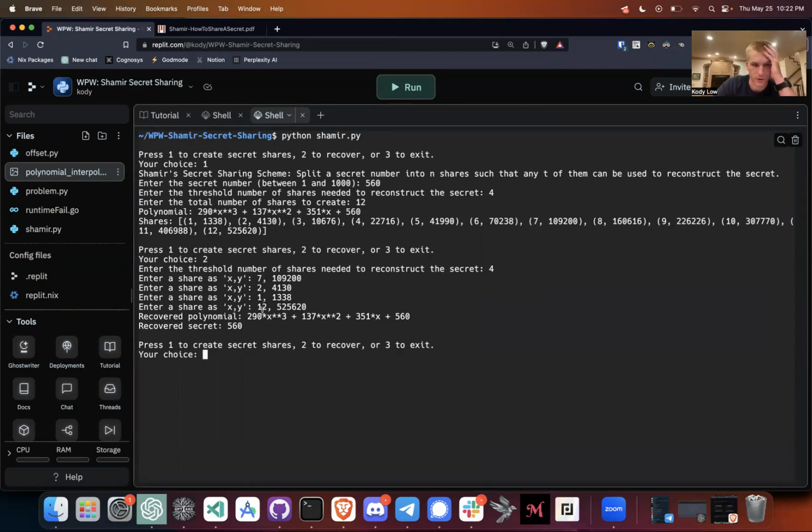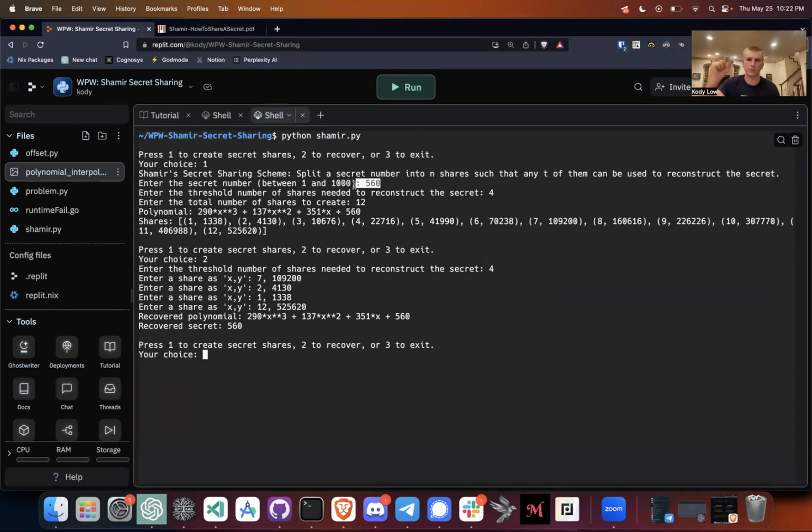And so from these, I use a Lagrange interpolation in order to recover the polynomial. Once I recover the polynomial, the y-intercept, so when x equals 0, y is equal to 560. 560 is the original secret, right? So there we go. That's Shamir secret sharing, right?